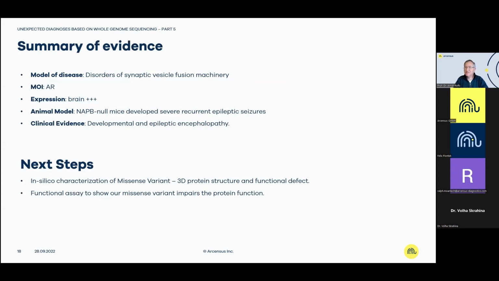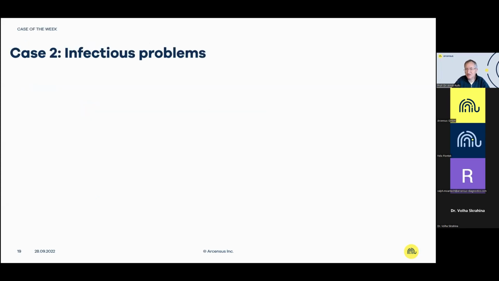And then the final step, in the ideal case, we would like to have a 3D protein structure and functional analysis, which unfortunately does not yet exist for a big number of the variants we can identify. Let me come to the end, and the end is my second case.